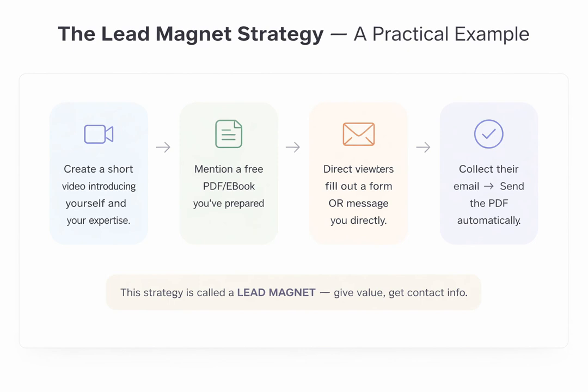Pick up your phone or camera, sit in front of it, and introduce yourself. Say something like, "Hi everyone, my name is your name, and I want to share something about digital marketing." Then mention that you've prepared a PDF or ebook on the topic, and that anyone who wants it can either message you directly with their WhatsApp number or fill out a form you've linked in the description. When they fill out that form, you automatically send them the PDF via email.